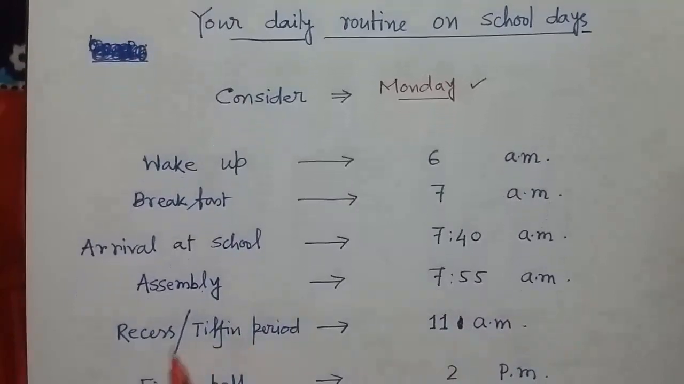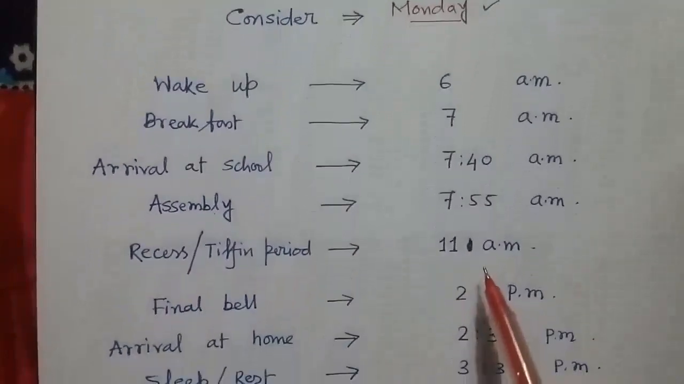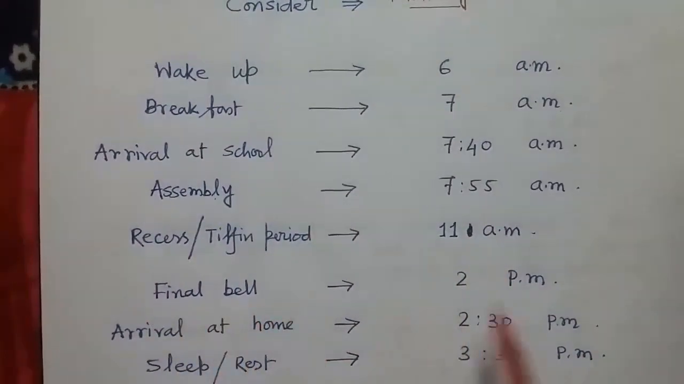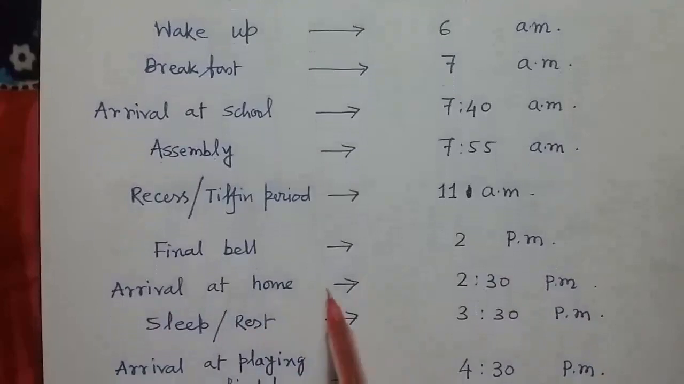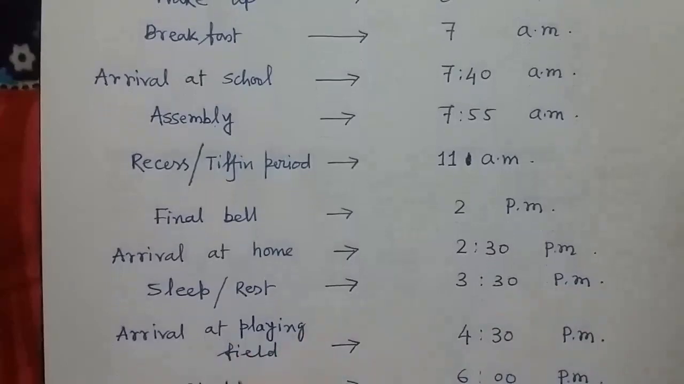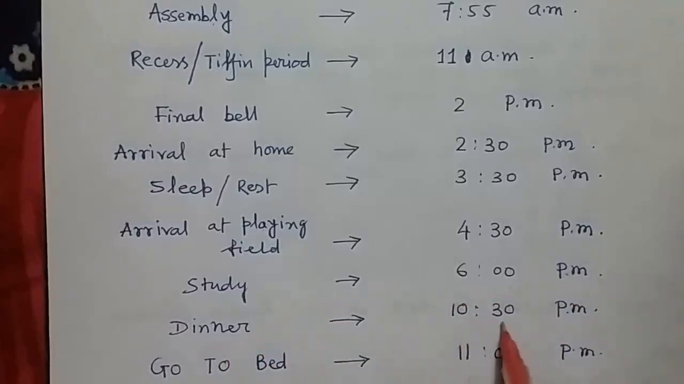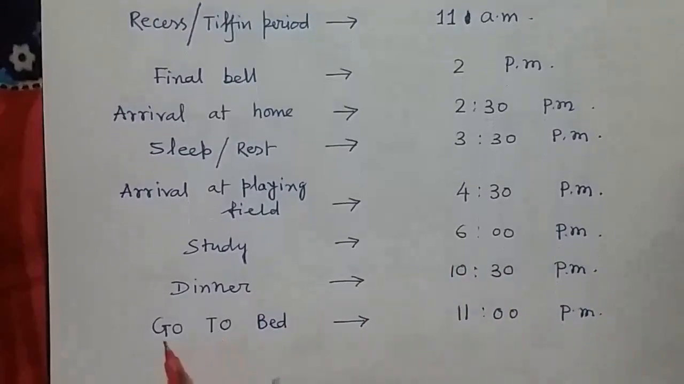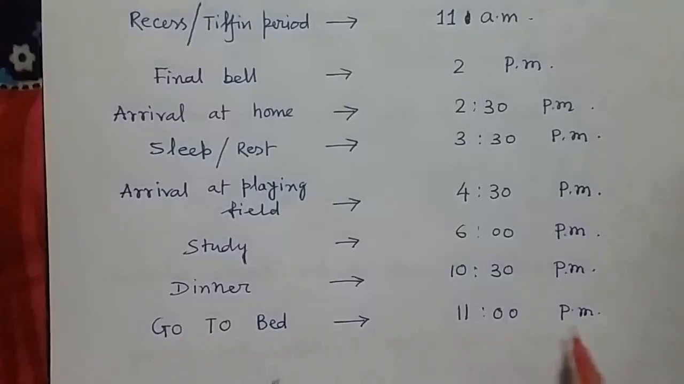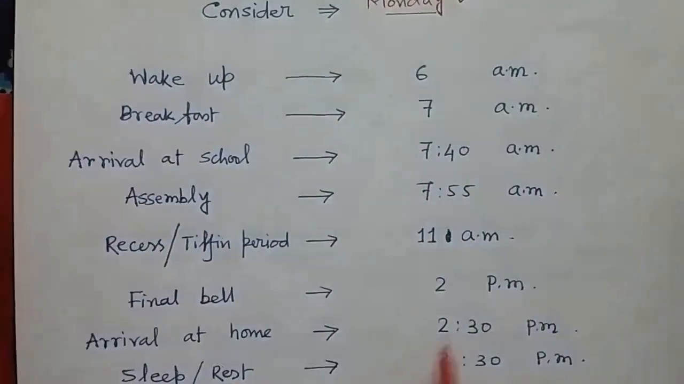You take tiffin in the recess hour or tiffin period at 11 a.m. Then the final bell of your school rings at 2 p.m. and you arrive at home at 2:30 p.m. Then you go to bed for a sleep or some rest at 3:30 p.m. Then you arrive at the playing field for playing at 4:30 p.m. and then you sit for the study at 6 p.m. suppose, and then you have your dinner at 10:30 p.m. and at last, which is the end task, you go to bed at 11 p.m. So these are the events you are executing on Monday.